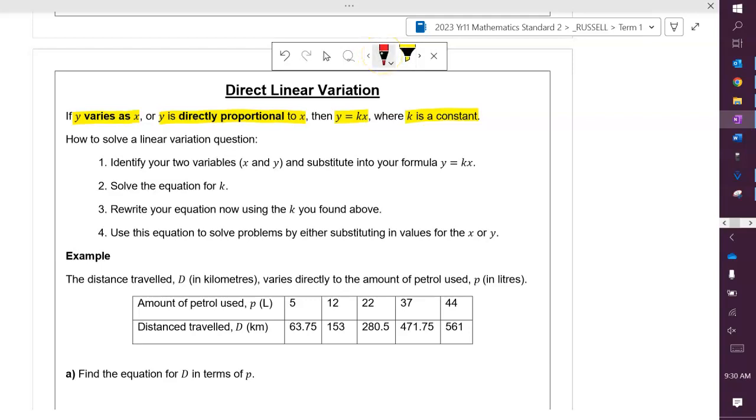So how to solve a linear variation question? We identify our two variables, x and y, and we substitute them into the formula y equals kx. We solve the equation for k. We rewrite that using k, and then we use that equation to solve problems by substituting.